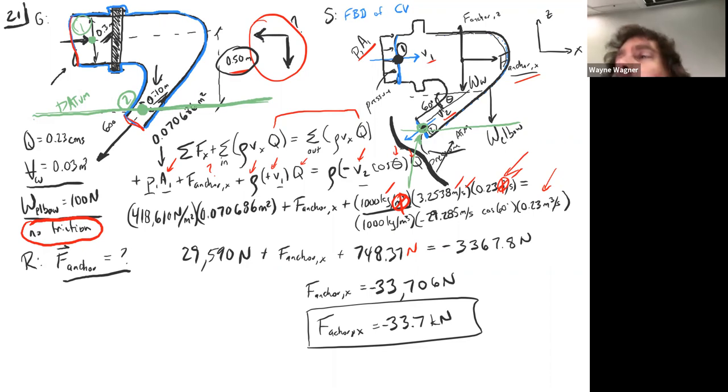We've got 5 minutes, so I'm going to go ahead and set up the Y direction. We might even be able to solve it, because we don't have to do Bernoulli and we don't have to get those velocities. One of you will have to speak up because I don't have those anymore. Well, I guess I have them right here. Here we go: 3.2538 and 29.285.